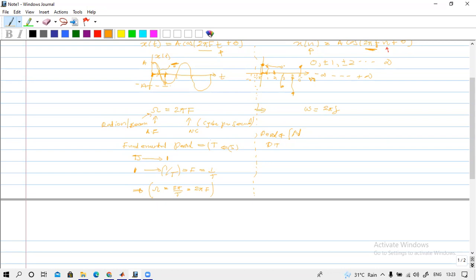Here for continuous time we denote it as T, and T is measured in seconds. But here N is a certain number of samples. It is not seconds, it is a number of samples. For example, after 5 samples you will get the same sample, so N is 5. It is not measured in time, it is a number of samples.